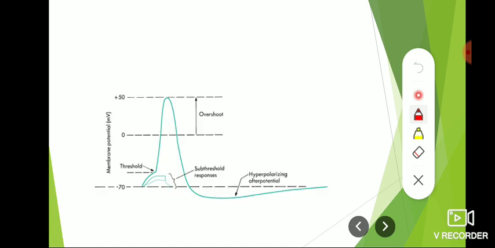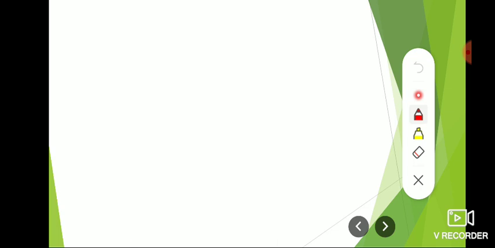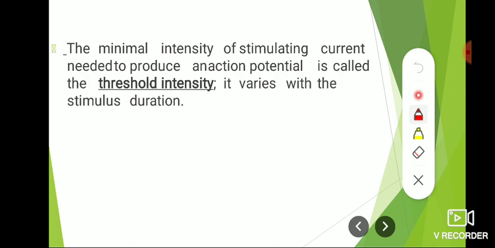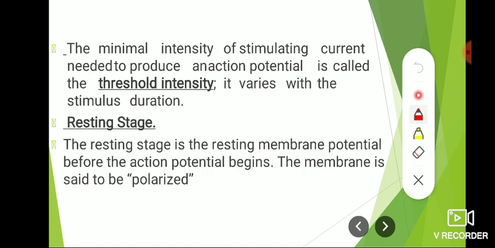Now this is the classical. You can see we have shown here the threshold level. So at this level only the channel will get open. So this stimulus where we are unable to generate an action potential is called a subthreshold stimulus. So the minimal intensity of a stimulating current needed to produce an action potential is called threshold intensity. It varies with the stimulus duration. So resting stage is a stage of resting membrane potential. Before the action potential begins, the membrane is said to be polarized.